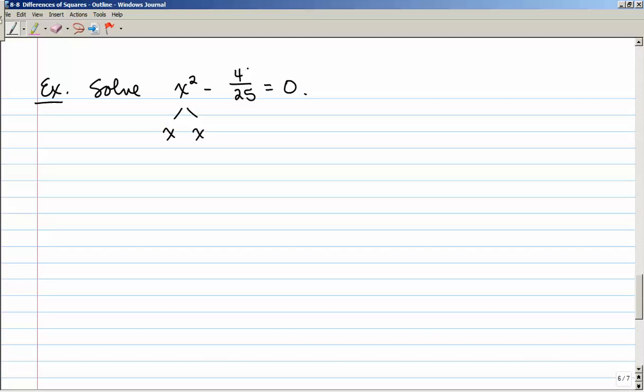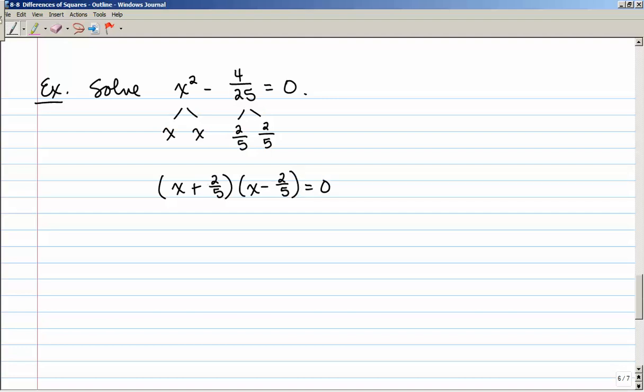4 is a perfect square. 25 is a perfect square. So this will factor into 2/5 and 2/5. Think about it. 2/5 times 2/5. Multiply across the top, multiply across the bottom is going to give me 4 over 25. So this will factor into x plus 2/5, x minus 2/5, and that equals 0.